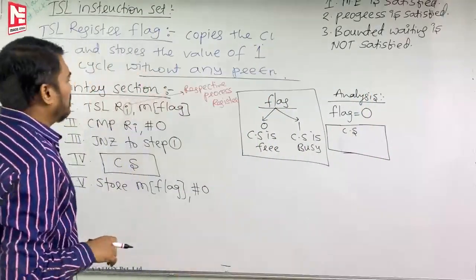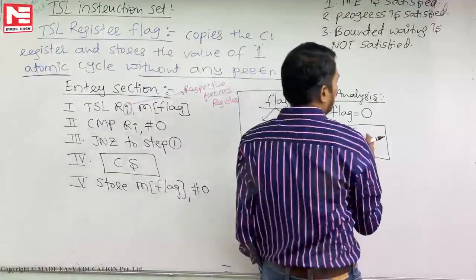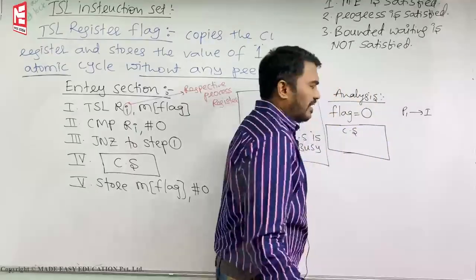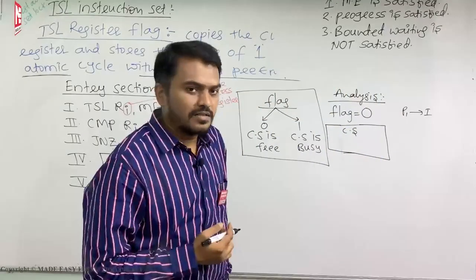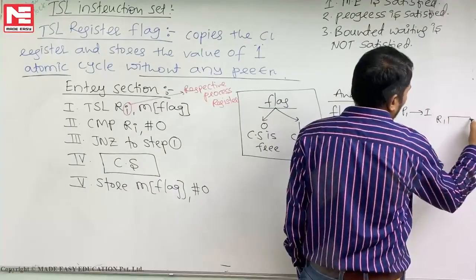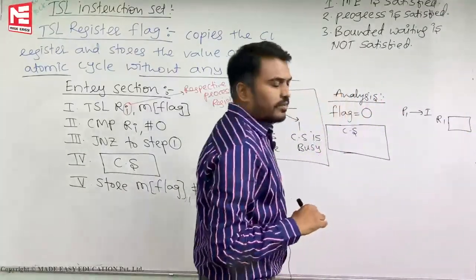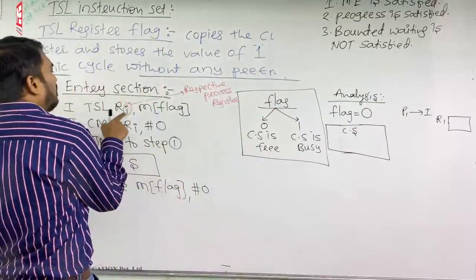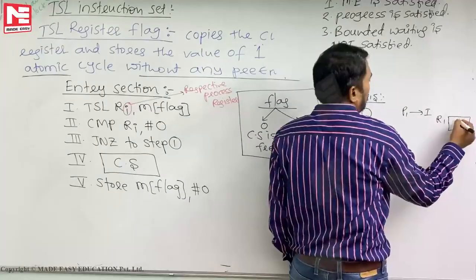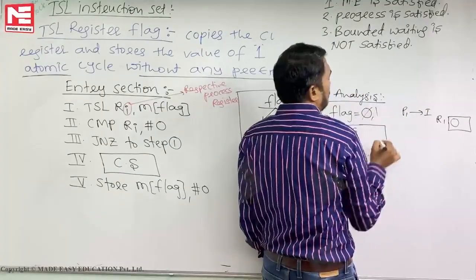Now listen here. So initially flag value 0. Let's say nobody is there in the critical section. Then the answer is no. P1 executing the first instruction. For example, P1 is coming into the critical section. I'm taking a separate register for the process P1. Now P1 executes the first instruction, TSL RI, M of flag. What happens here? It copies the current value of flag into the register and stores the value 1 into flag.